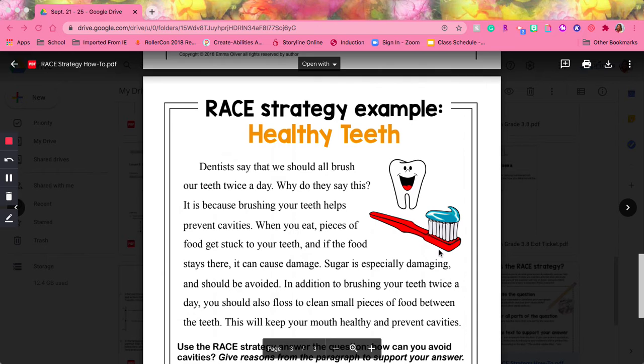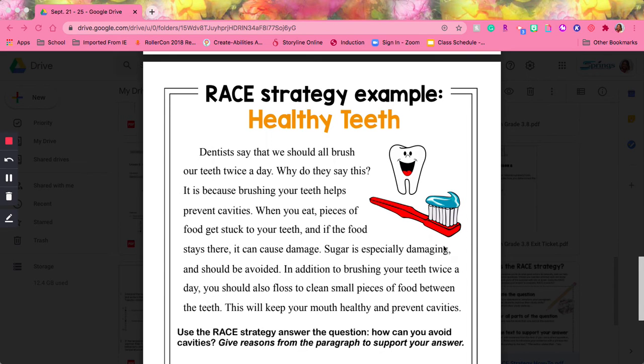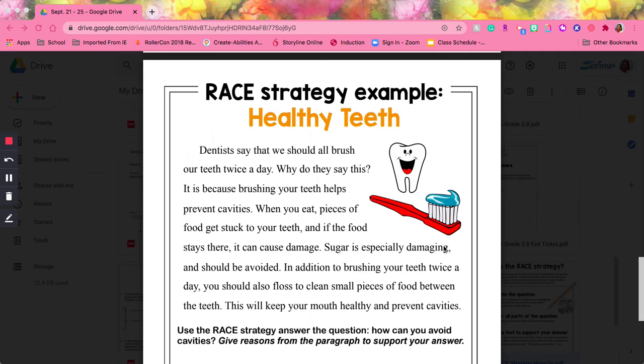And then here's an example of the RACE strategy. So we have this text about healthy teeth. It says that dentists say we should all brush our teeth twice a day. Why do they say this? It is because brushing your teeth helps prevent cavities.